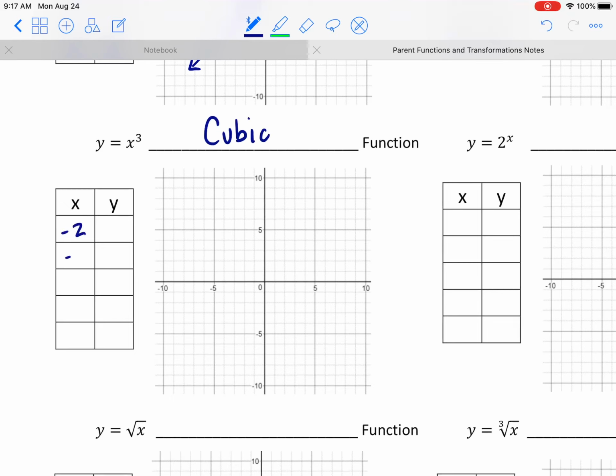So let's see. Let's pick our old reliables here, plug them in. Negative 2 being cubed is going to give us a negative 8. Negative 1 cubed is negative 1, 0 cubed is 0, 1 cubed is 1, and 2 cubed is positive 8. And if you wanted to use a calculator for that, you absolutely could. So negative 2, negative 8, we're going to plot our first point. Negative 1, negative 1, 0, 0, 1, 1, and 2, 8.